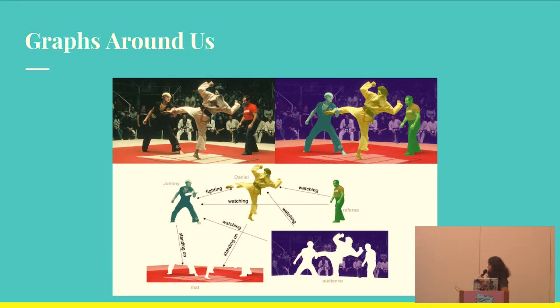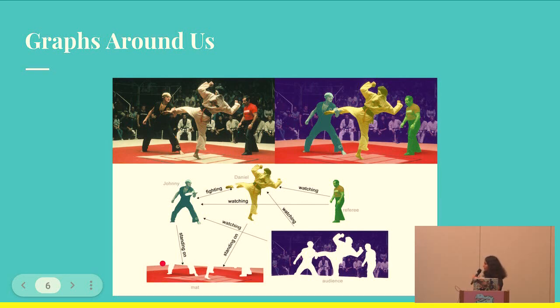This is an example of scene understanding, which is used in computer vision, right? And instead of just having more traditional, simple graphs, what this shows is a scene where Daniel and Johnny are fighting one another. There's a referee. There are guys watching them, there's the audience, and the audience is watching everything. And apparently, Johnny and Daniel are levitating or standing over the mat, right?